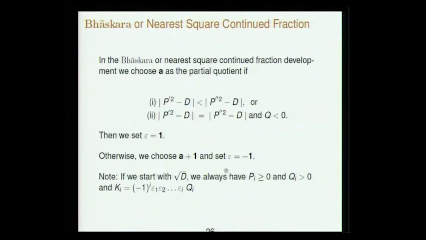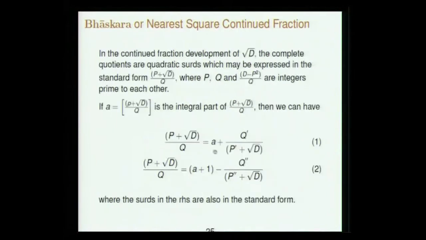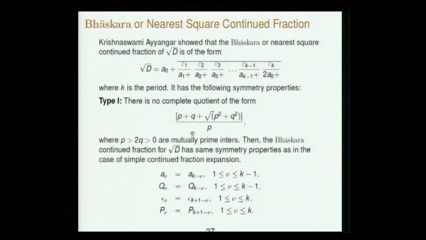And so, Krishnaswamy Iyengar said, if p prime squared minus d is less than p double prime squared minus d, or when they are equal, if q is less than 0, choose a and set epsilon is equal to 1. In the other case, choose a plus 1 and set epsilon is equal to minus 1. And then he showed the relation between the quantities which appear in the Chakravala algorithm and the quantities, this k and the q, which appear in this continued fraction expansion. So, you choose a when p prime squared minus d is less than p double prime squared minus d. That is all that. Okay.